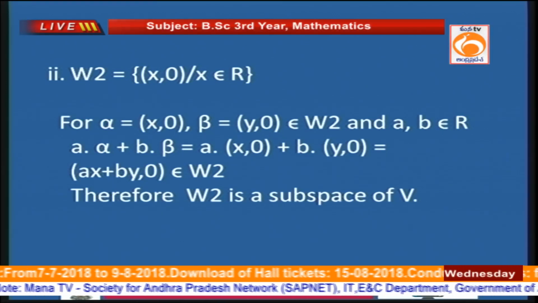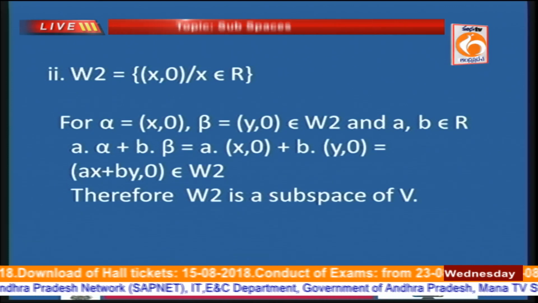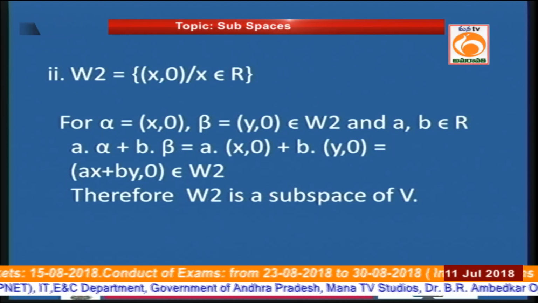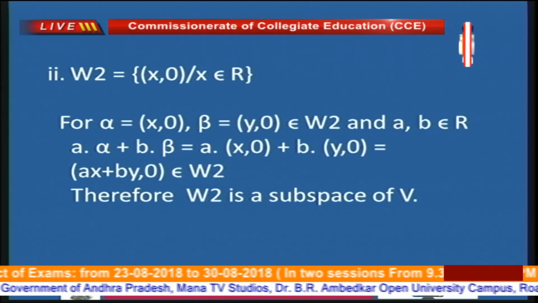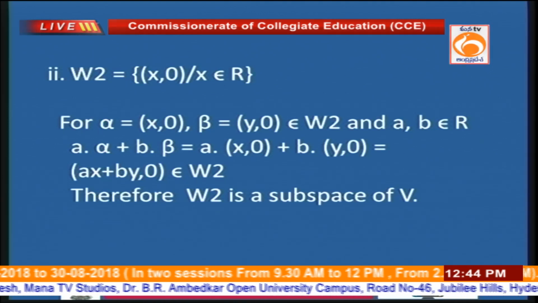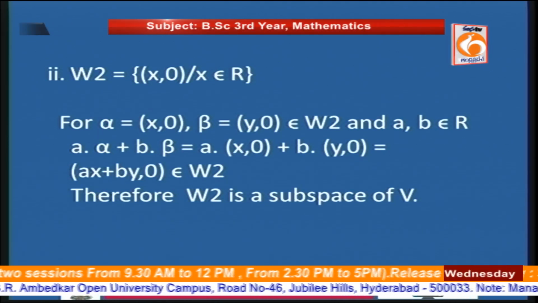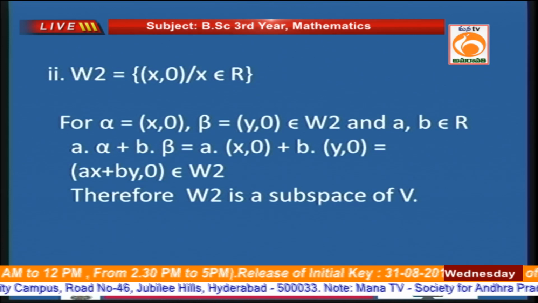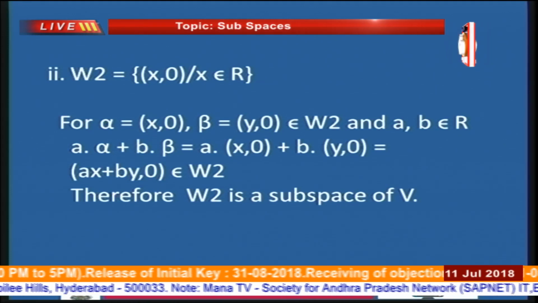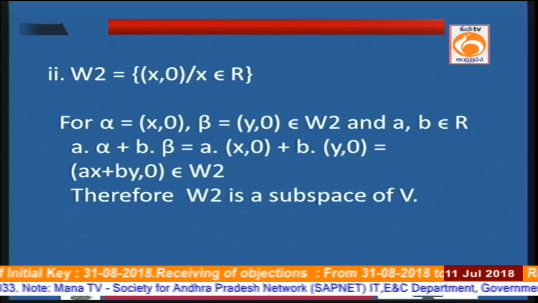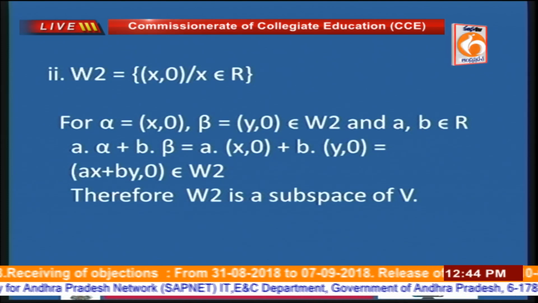But do you see that the x part is there and the y coordinate is 0. So, this belongs to W2. That is the definition of W2: the second coordinate has to be 0. So, this belongs to W2. So, is our necessary and sufficient condition satisfied? Yes. So, W2 is a subspace of V.